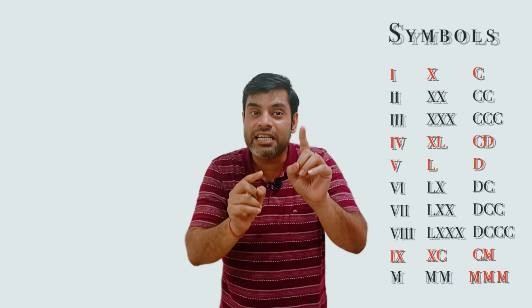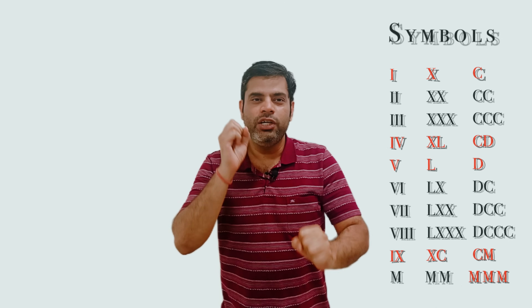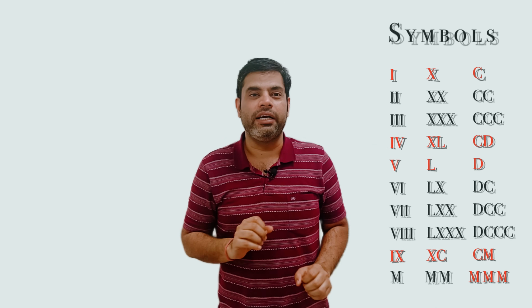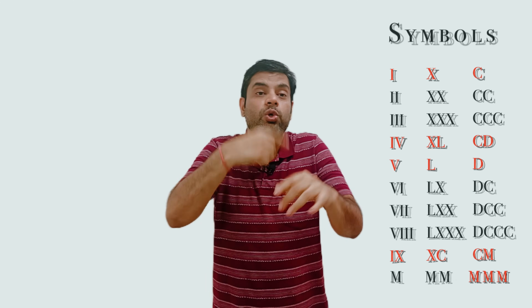If it is CM, the only number less than 1000 which involves M is 900. So M has 4 combinations. If M is there, it is either 1000, 2000, 3000 or 900. Same thing, whenever you see C, that means mostly it is hundreds, but it can also be 90.